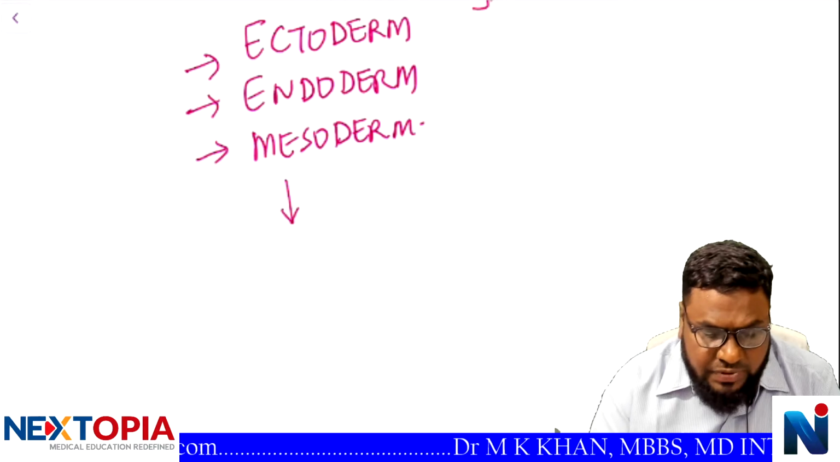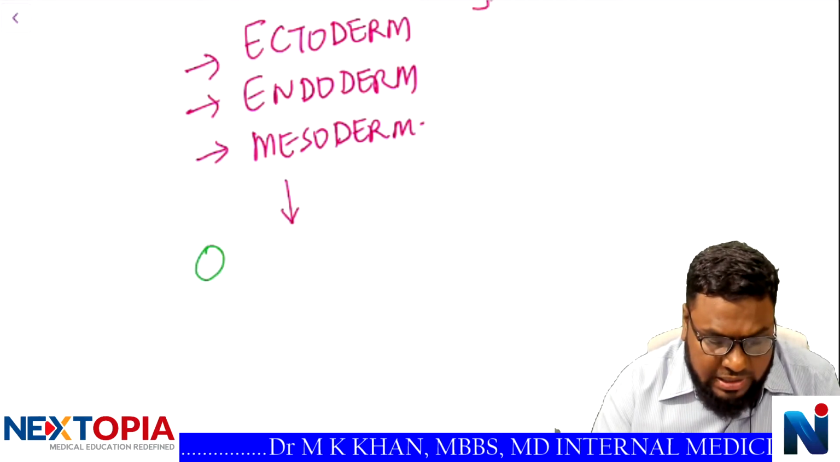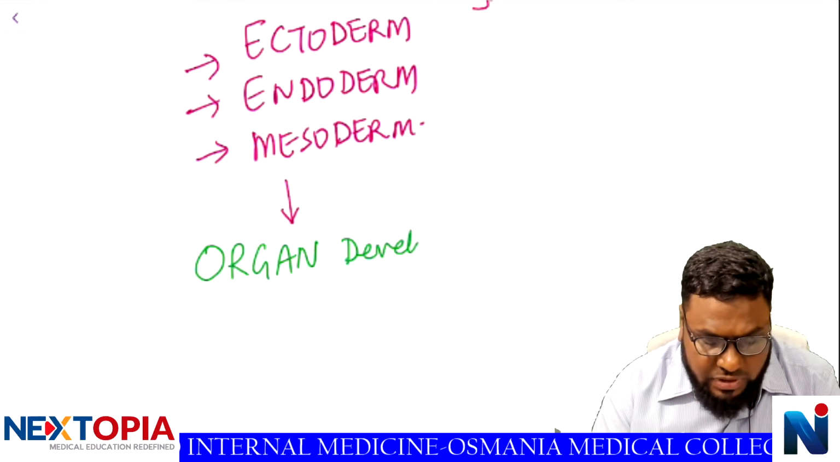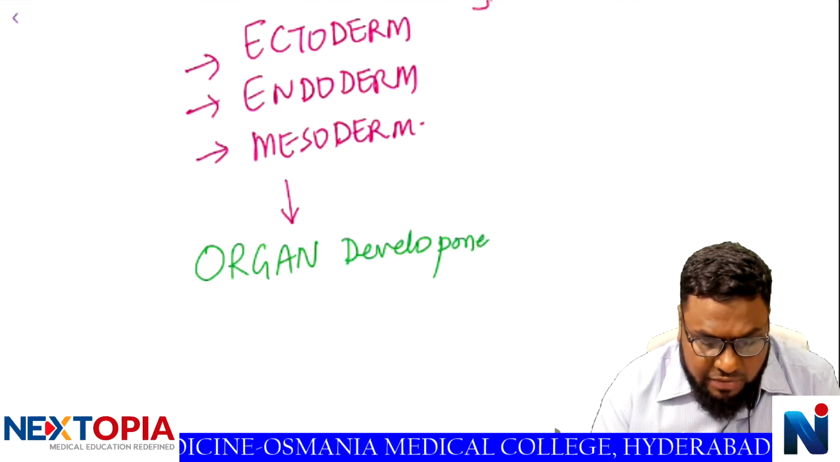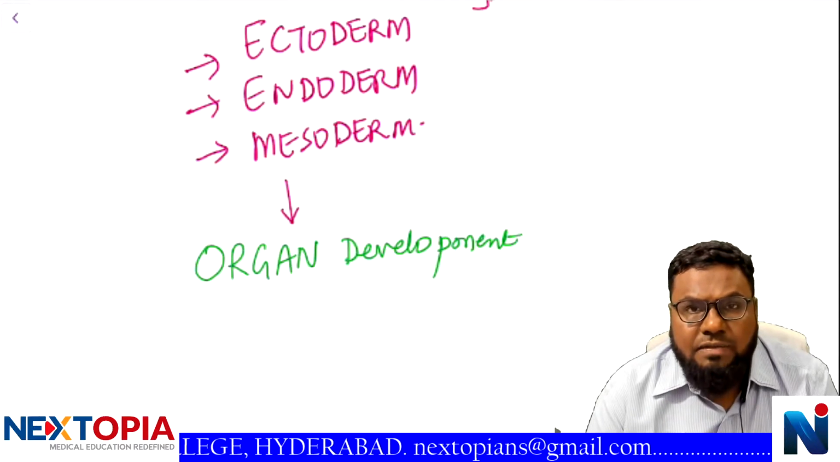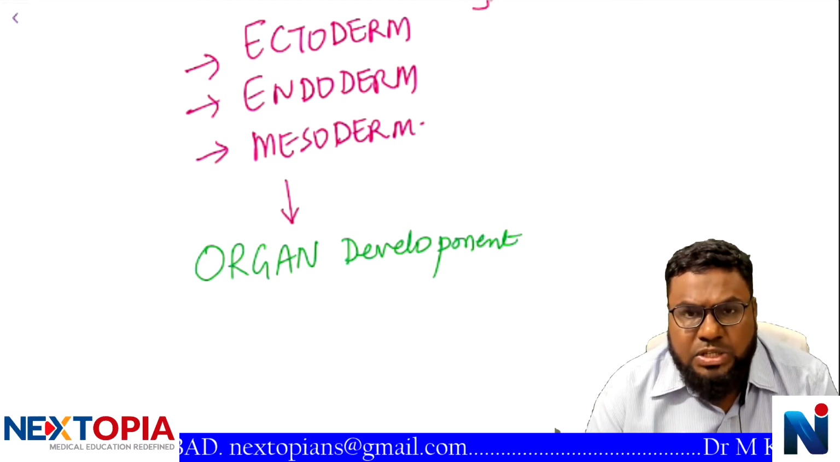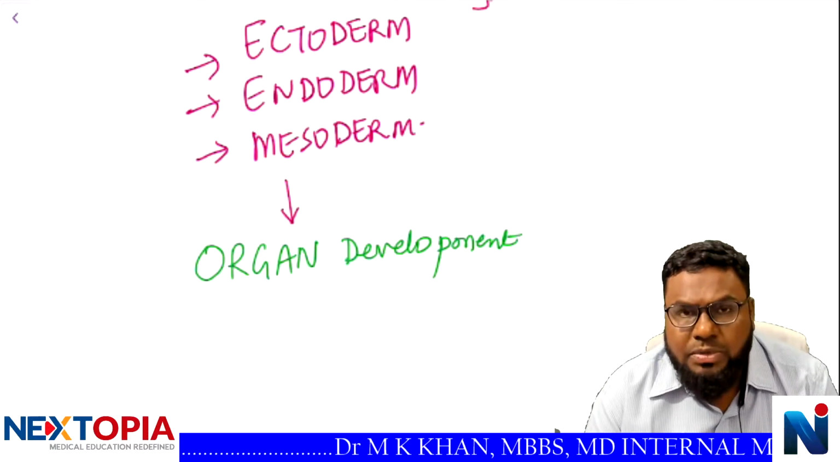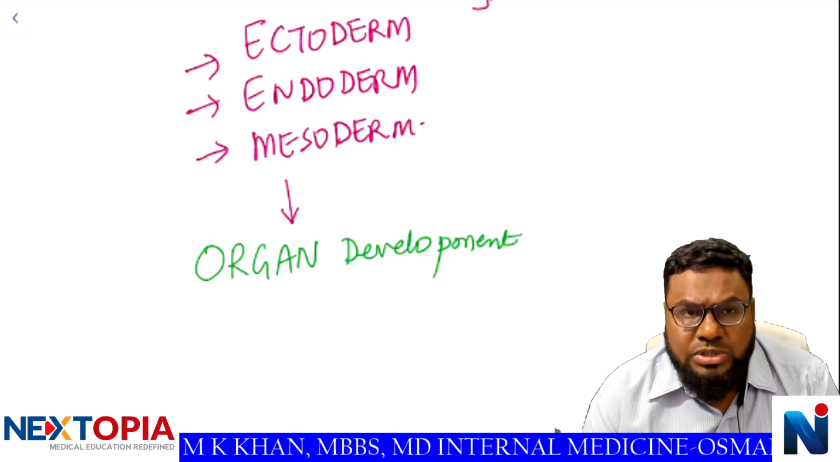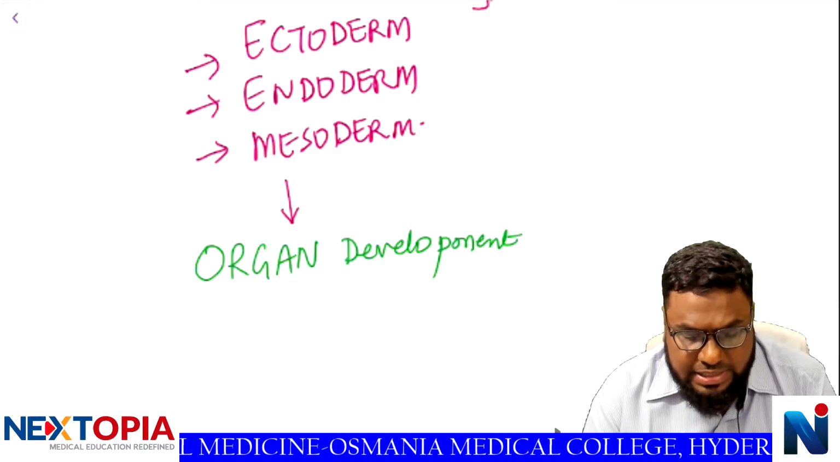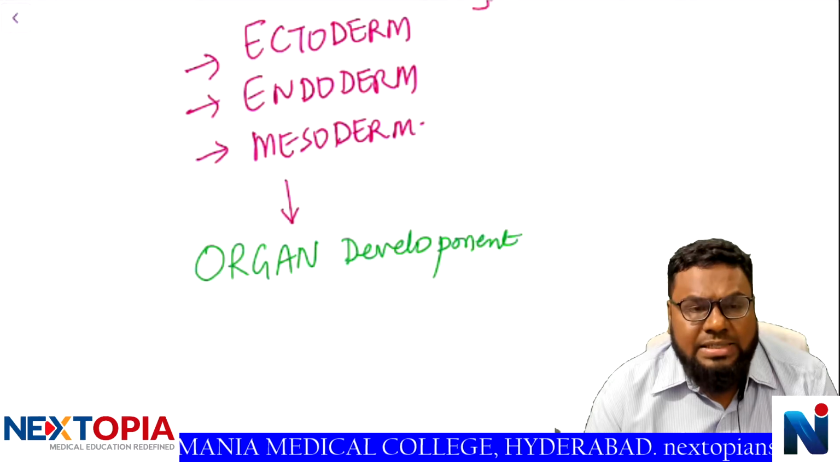Now these layers will get transformed into organ development. For example, the heart. If you see the heart, the ectodermal component of the heart will be the outermost layer of the heart. The mesodermal component of the heart will be the muscle of the heart. The endodermal component of the heart will be the innermost lining of the heart, something like that. I'll discuss that when I'll be teaching cardiac development. I'm just giving you an example.